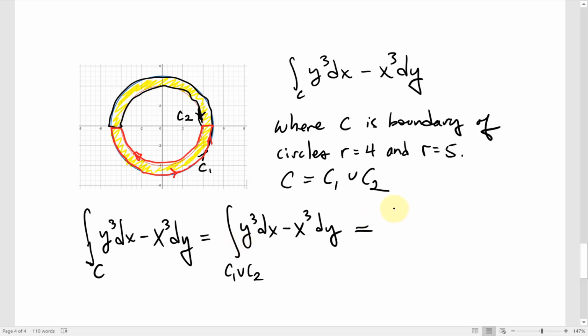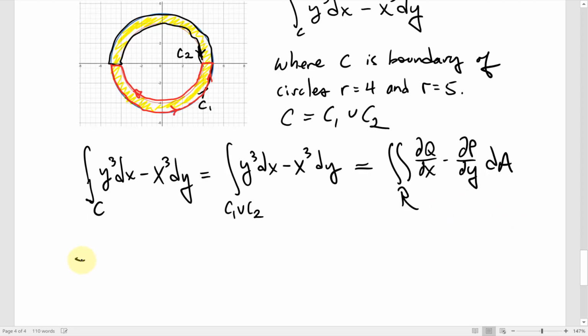And so it's right here that Green's theorem says, since this region is bounded by those two curves, we can just integrate over the region with this differential of Q with respect to X minus the differential of P with respect to Y, with respect to the area of the region that is bounded by those curves.